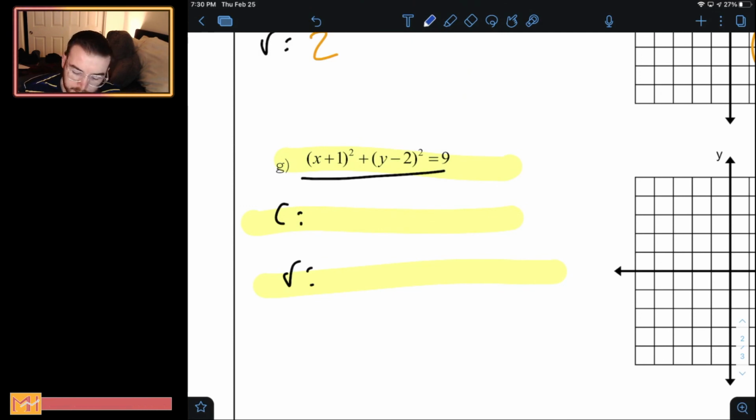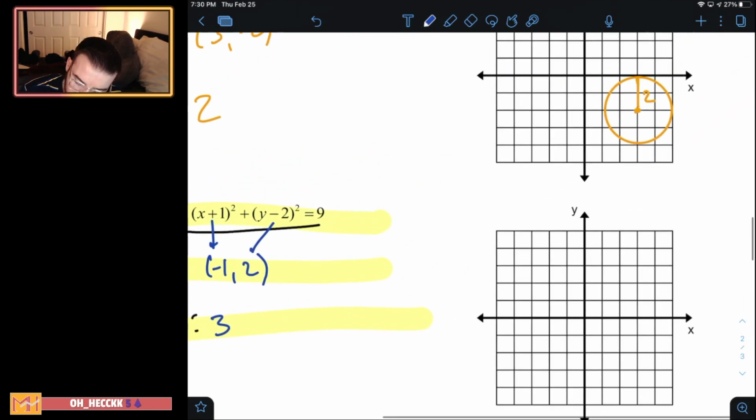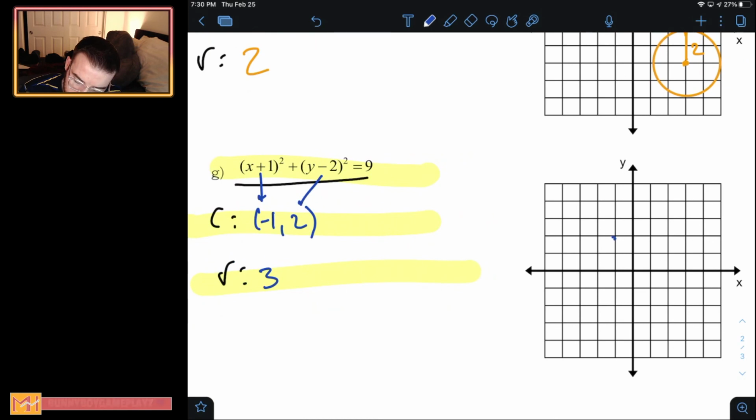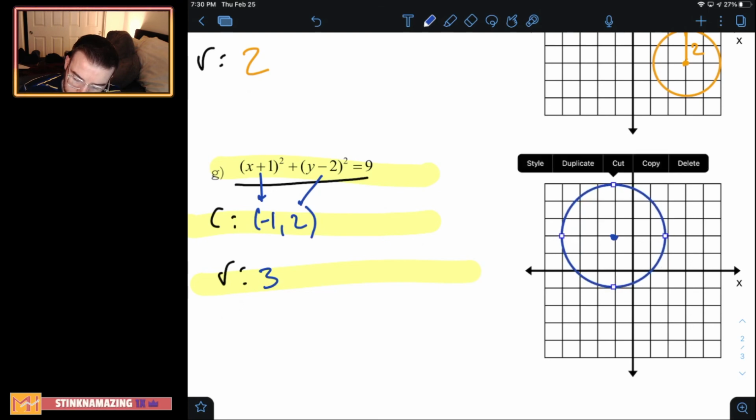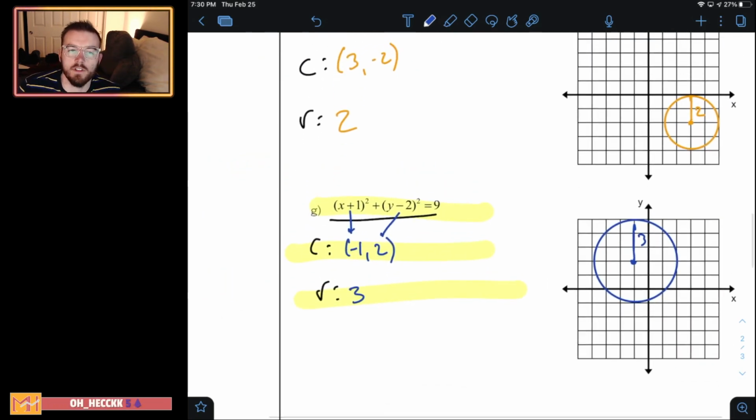You had a couple of answer choices on screen. The center is at −1, 2. And the radius is 3. Simply the opposite. So you go left 1, up 2. There's the center and a radius of 3. That looks about right. 3. And that's all we're doing today, folks. We're graphing circles and writing the equations of circles.